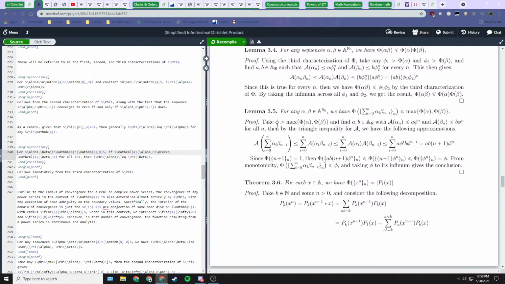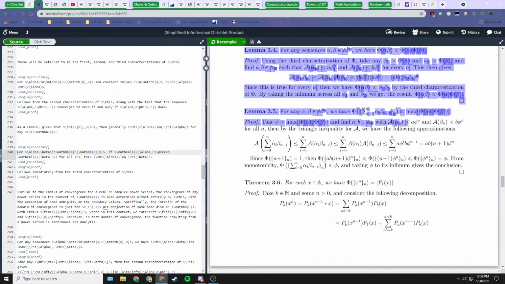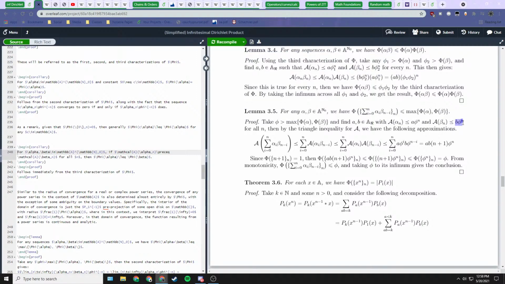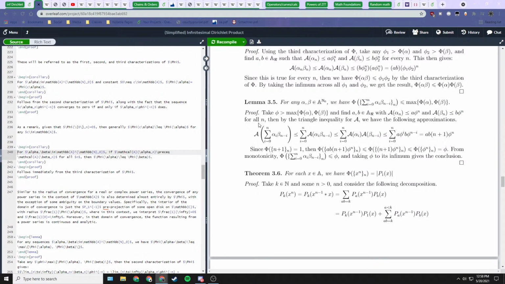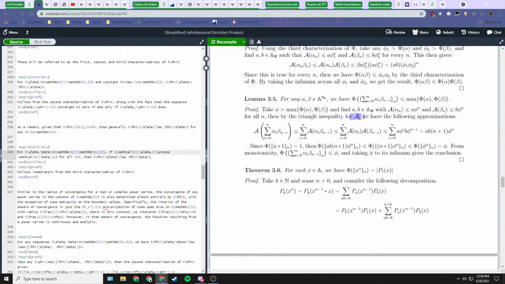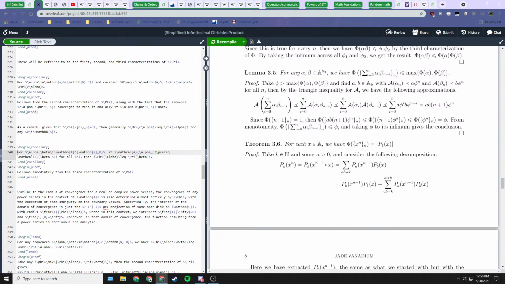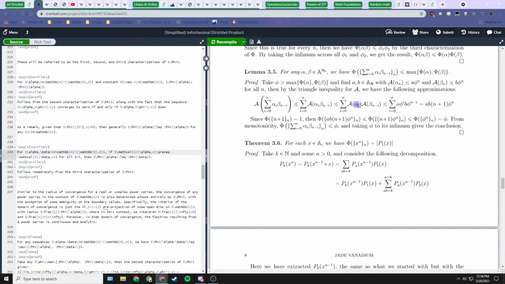So we take our phi value greater than the max of the phi values of alpha and beta. We find our binding coefficients through using the third characterization. So alpha sub n is bounded by this geometric series, and beta sub n is bounded by this exponential series for every n. And then we just use the triangle inequality for the a function. So a of this, so that you have this sum of these alpha sub i times beta sub n minus i. This is bounded by the sum of the absolute values, and that in turn is bounded by the sum of the product of absolute values, so absolute value of alpha sub i times absolute value of beta sub n minus i.